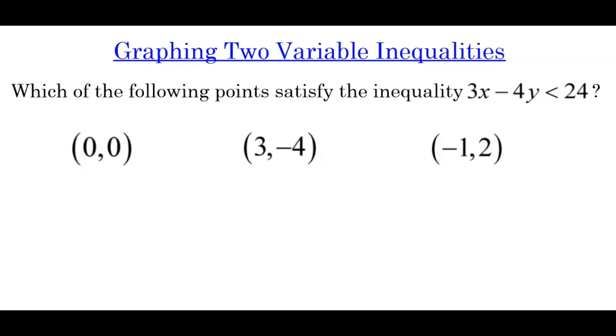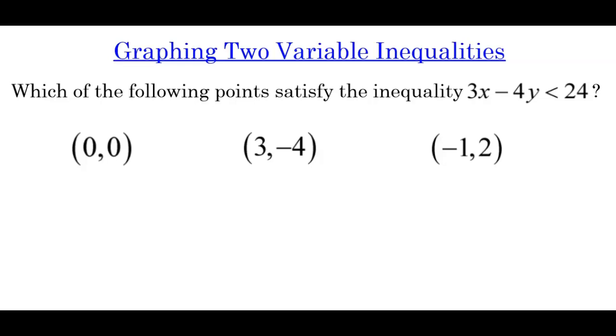Hey everyone, in this video we're going to learn how to graph two variable inequalities. In order to do that, we're going to have to combine concepts from graphing lines with concepts from solving and graphing one variable inequalities that we've been doing. Our first example: which of the following points satisfy the inequality 3x minus 4y is less than 24?